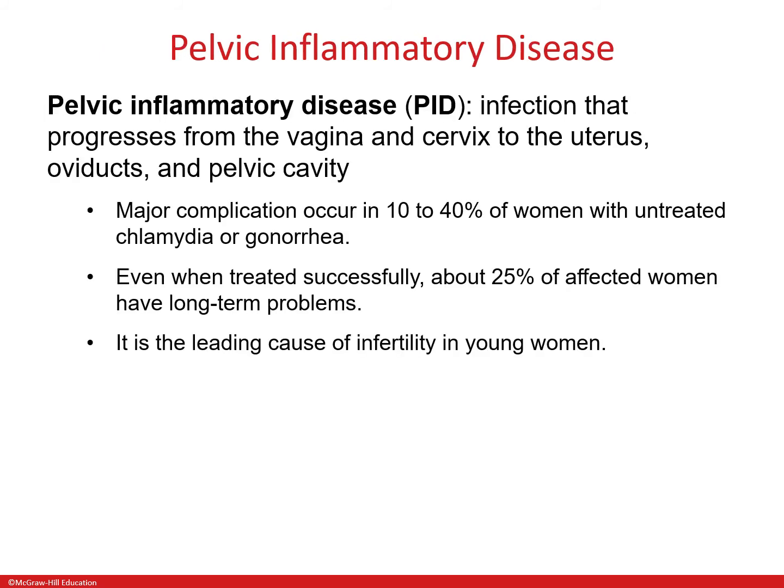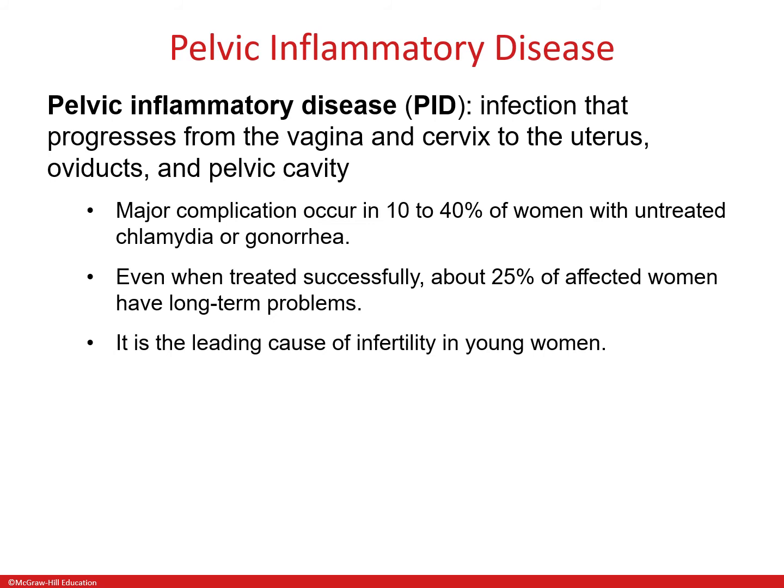Next is pelvic inflammatory disease, or PID. This is a major complication in 10 to 40% of women who have been infected with either chlamydia or gonorrhea and have not received treatment. PID occurs when the initial infection travels upward, often along with other bacteria, beyond the cervix and into the uterus, oviducts, ovaries, and pelvic cavity. PID is often serious enough to require hospitalization and sometimes even surgery.